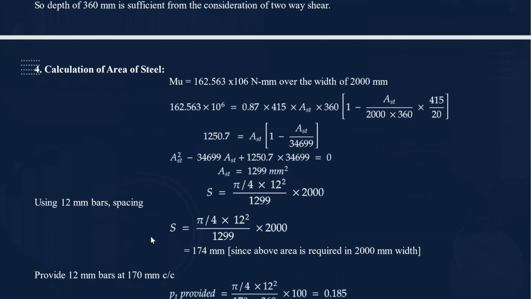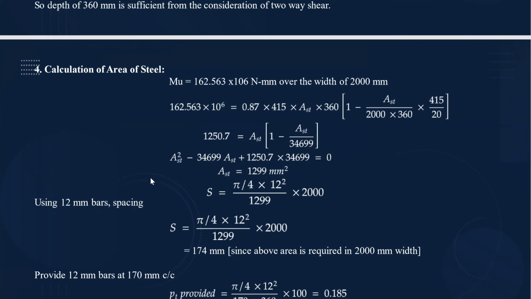Now the next step was calculating the area of steel. Since the moment is 162.563 into 10 to the power 6 Newton mm over the width of 2000 mm, the area of steel comes out to be 1299 mm square. You'll be getting this quadratic equation. After solving this quadratic equation, you'll be getting the area of steel as 1299 mm square.